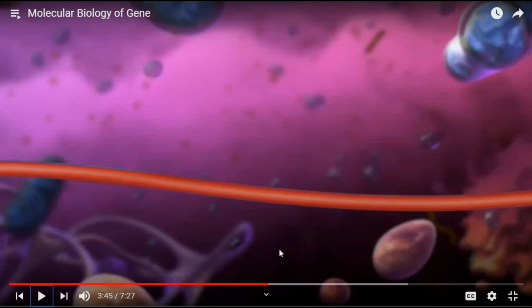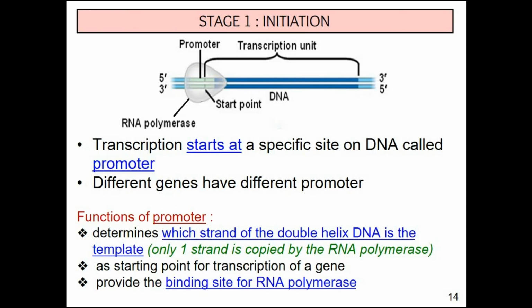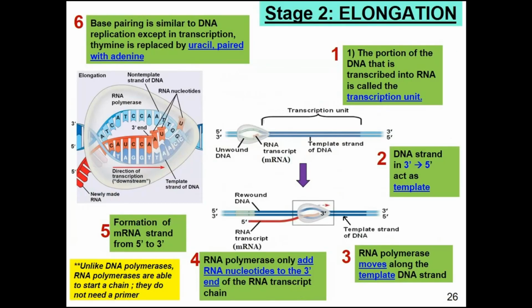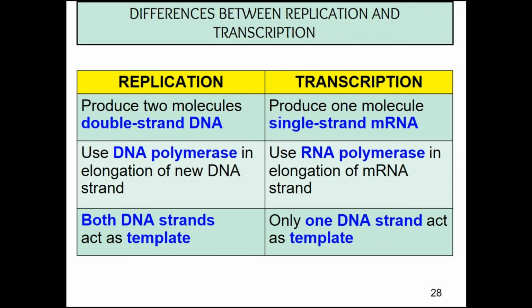Okay, so kita lihat slide. So yang ni kita dah go through tadi semua menggunakan video. So ini adalah dia punya summary, supaya baca sendirilah. Dan ini adalah differences between replication and transcription. So replication akan hasilkan double strand DNA, tapi transcription hanya single strand mRNA. Replication guna DNA polymerase, transcription guna DNA polymerase. Replication akan involve dua-dua DNA strand untuk template, tapi transcription hanya guna salah satu sahaja.